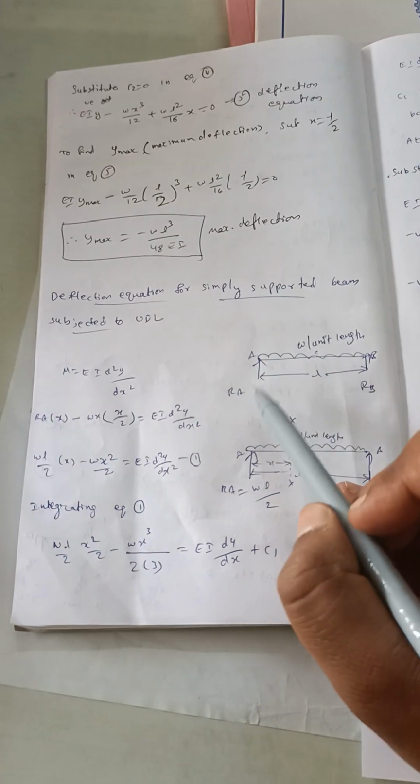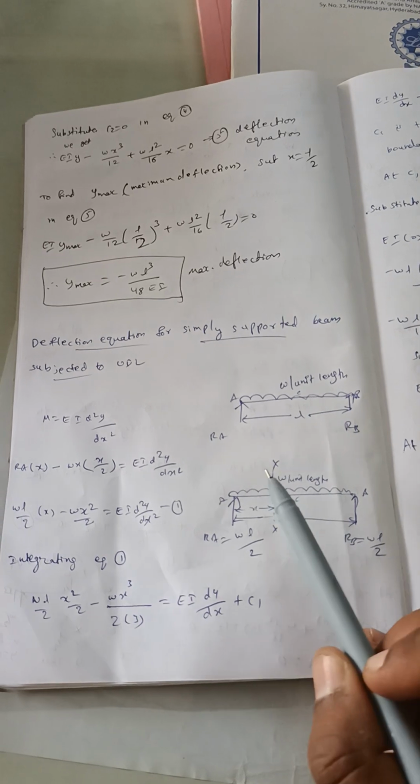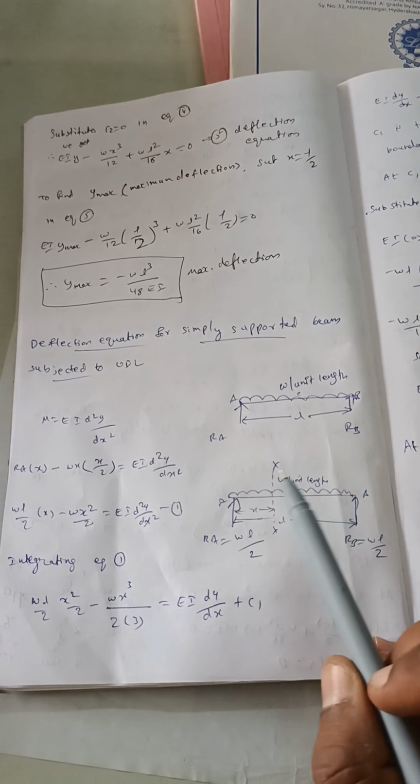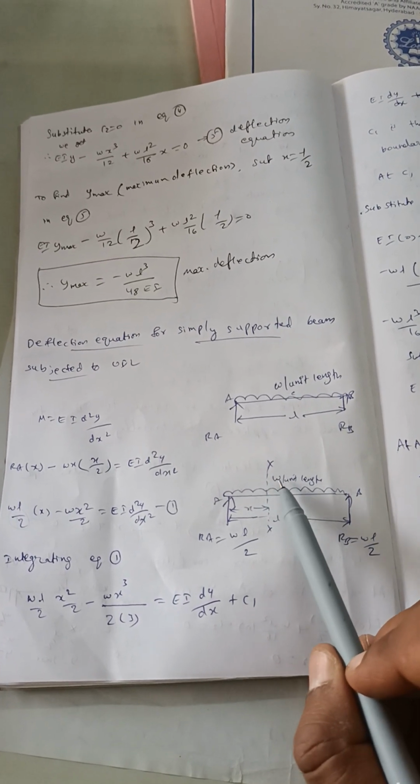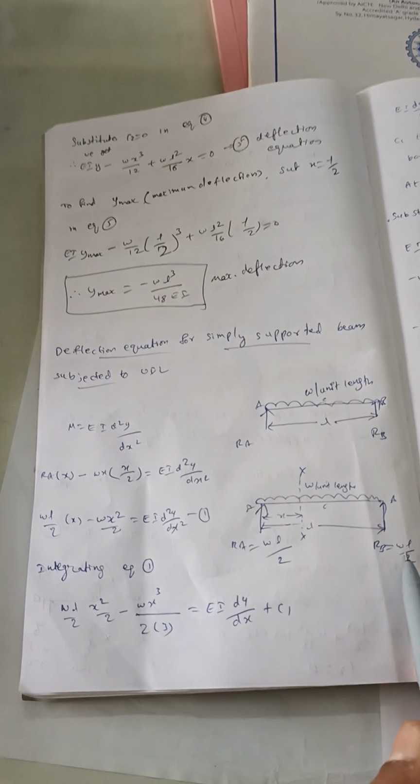But what is the difference here? RA we will get as WL by 2, RB as WL by 2, because how to convert UDL to point load? Load into span. So load is W, span is L. Therefore the load is WL. So WL by 2, WL by 2.